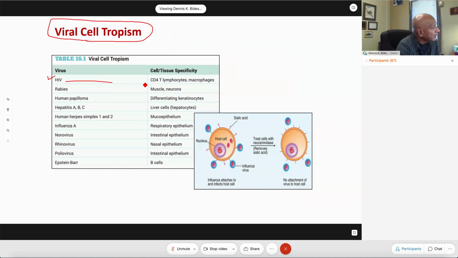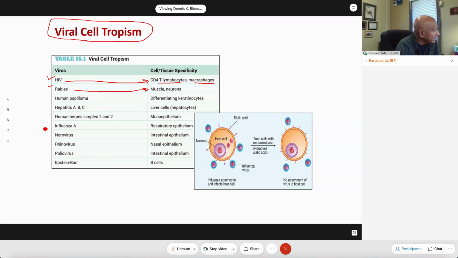HIV can infect CD4 cells. These are called T helper cells or T lymphocytes, and macrophages. There are a few others like microglia and monocytes, but these are the primary cells. Rabies, right here, infects muscle cells and neurons. So we're going to look at rabies next, maybe the following Monday.